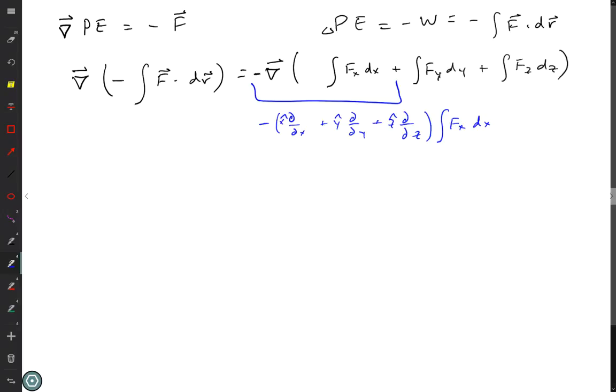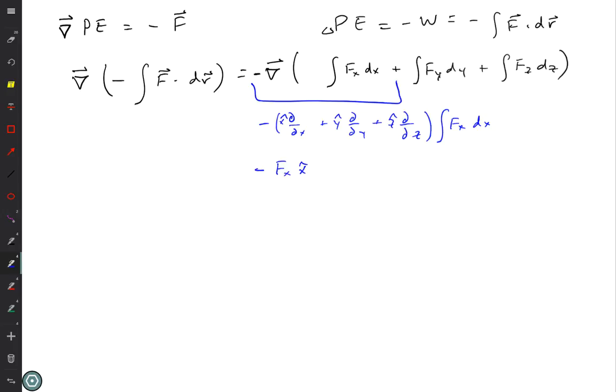Now, since that integral is only of x, only a derivative with respect to x is going to even care that there's an integral sign. The derivative with respect to y, the derivative with respect to z, can go right through the integral sign because they're different variables. What does the derivative with respect to x do to my integral with respect to x? The fundamental theorem says those are just going to cancel each other out. So for the first term, I'll have negative f of x in the x direction.